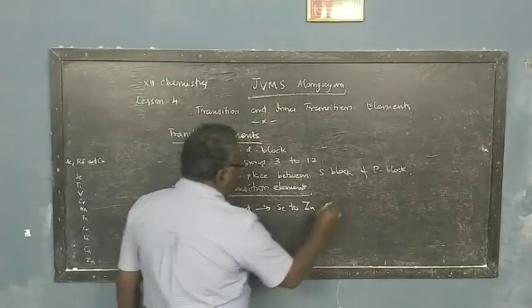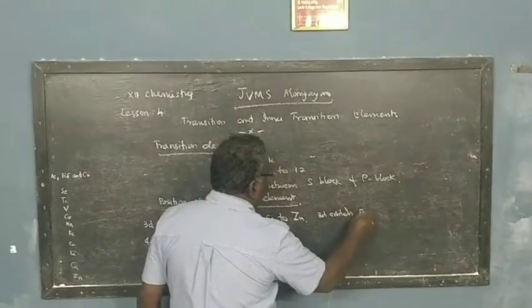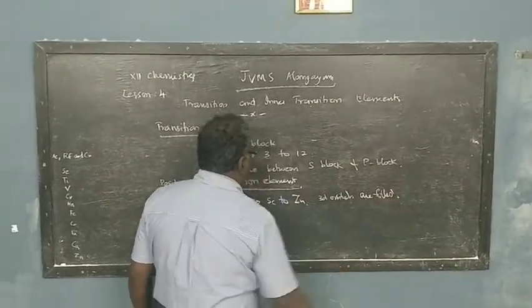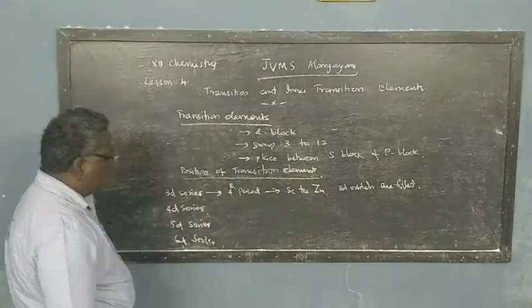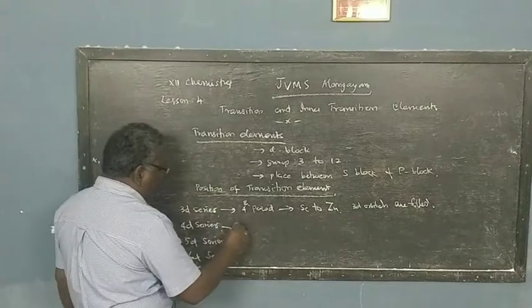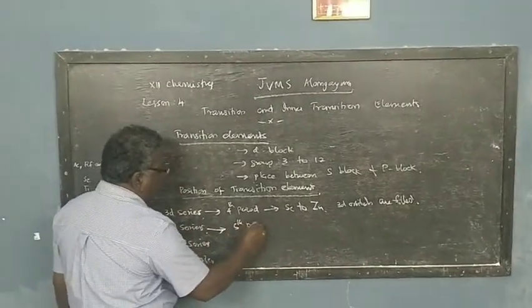In this, the 3D orbitals are filled by the final electrons. So this is called the 3D series. Similarly, if you take the 4D series, it is present in the fifth period of the periodic table.